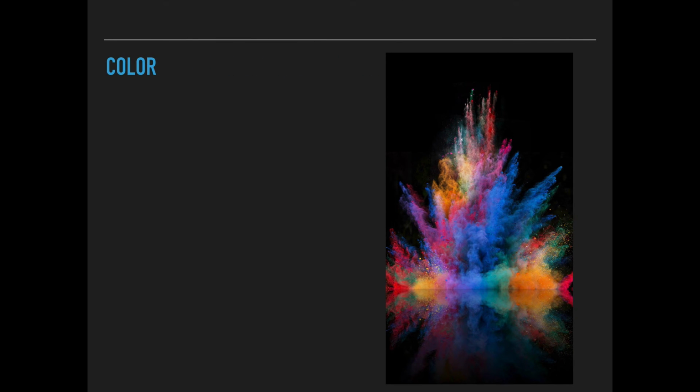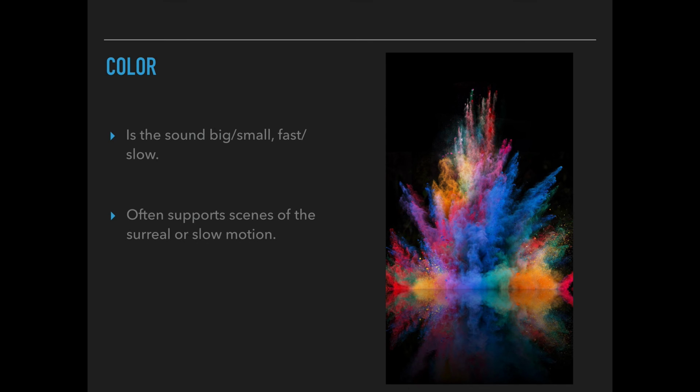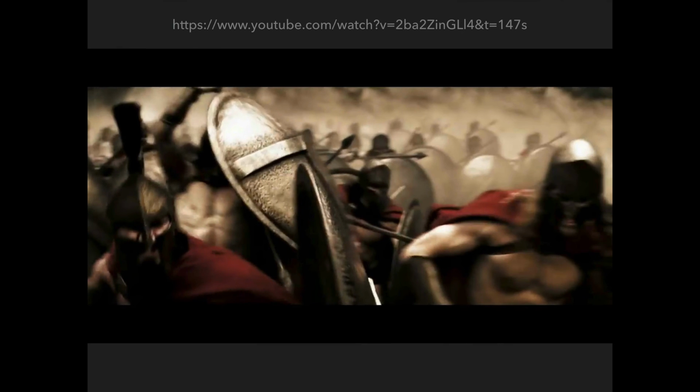All right, moving on to the last perception of sound, which is color. Is the sound big or small? Is it fast or slow? Does it change over time? Is it supporting some sort of dream sequence or slow motion effect?